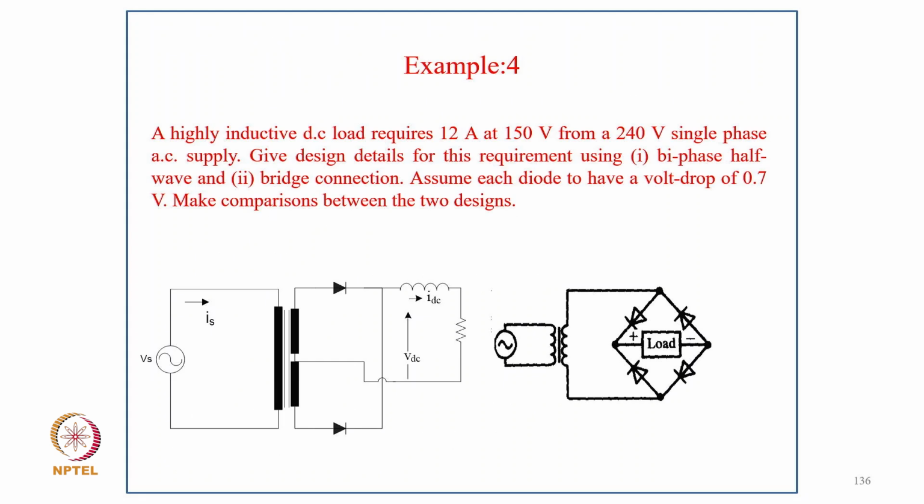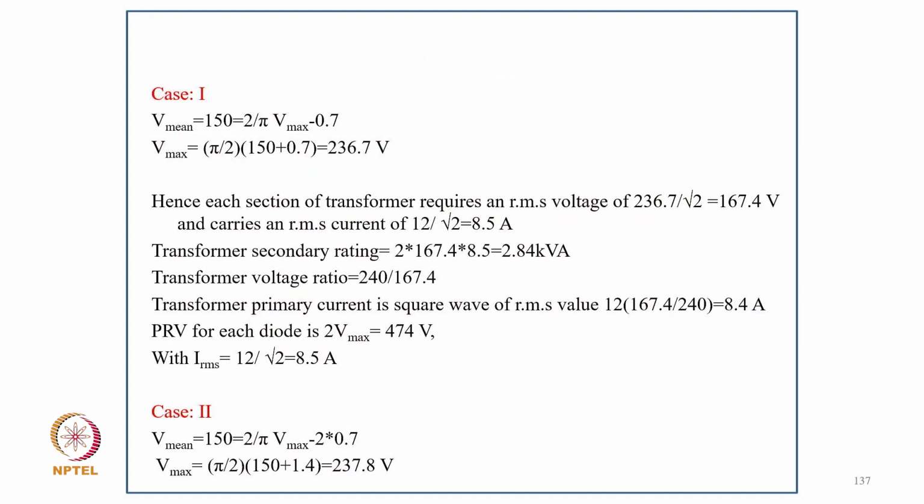Now coming to example 4. A highly inductive DC load requires 12 ampere at 150 volt from a 240 volt single phase AC supply. Given the design details, the requirement is by phase, half wave, and bridge connection. Assume each diode has a voltage drop of 0.7 volt. Make the comparison between the two circuits. So one is a full wave, another is the bridge configuration, of course with the transformer.